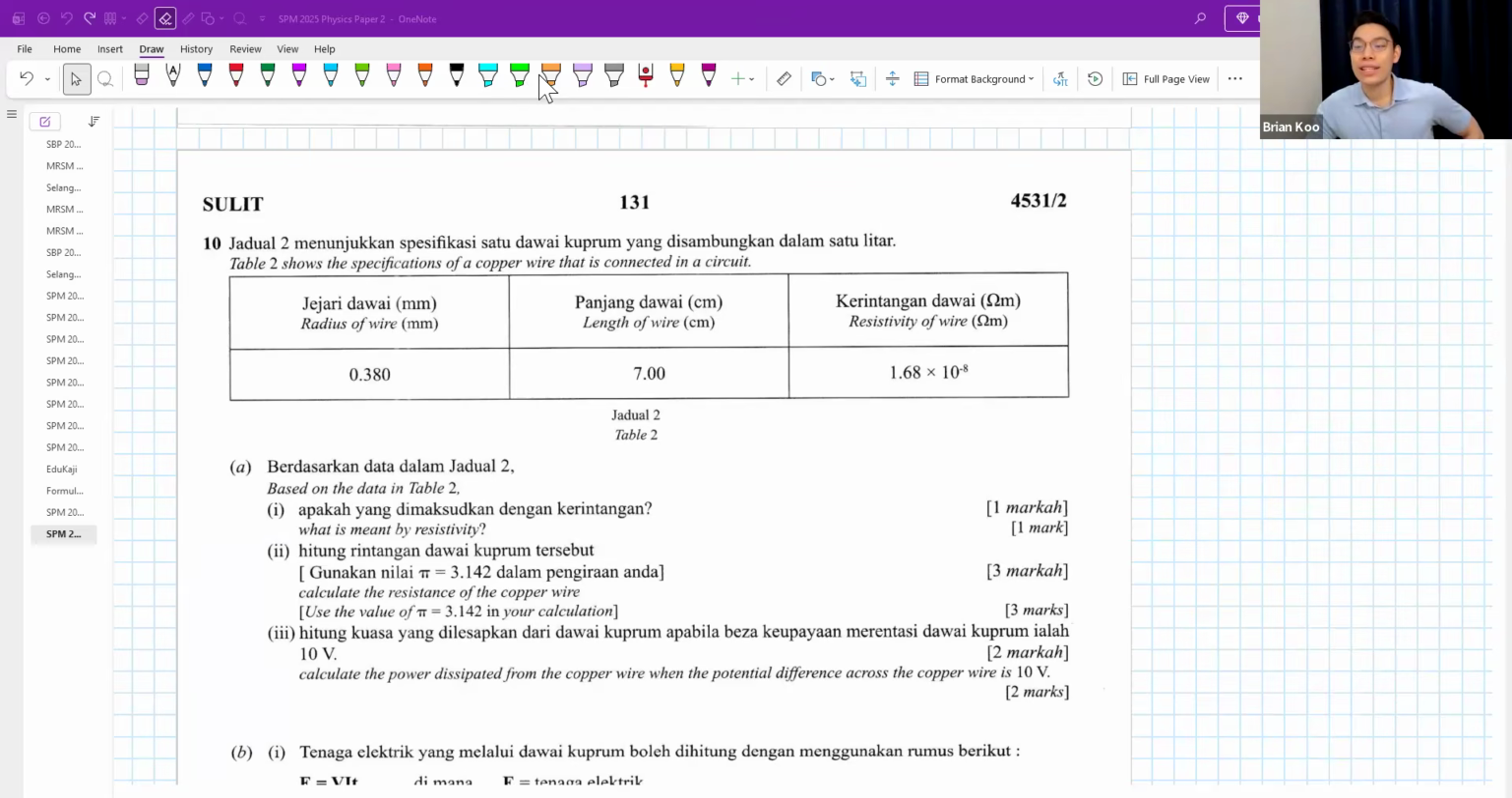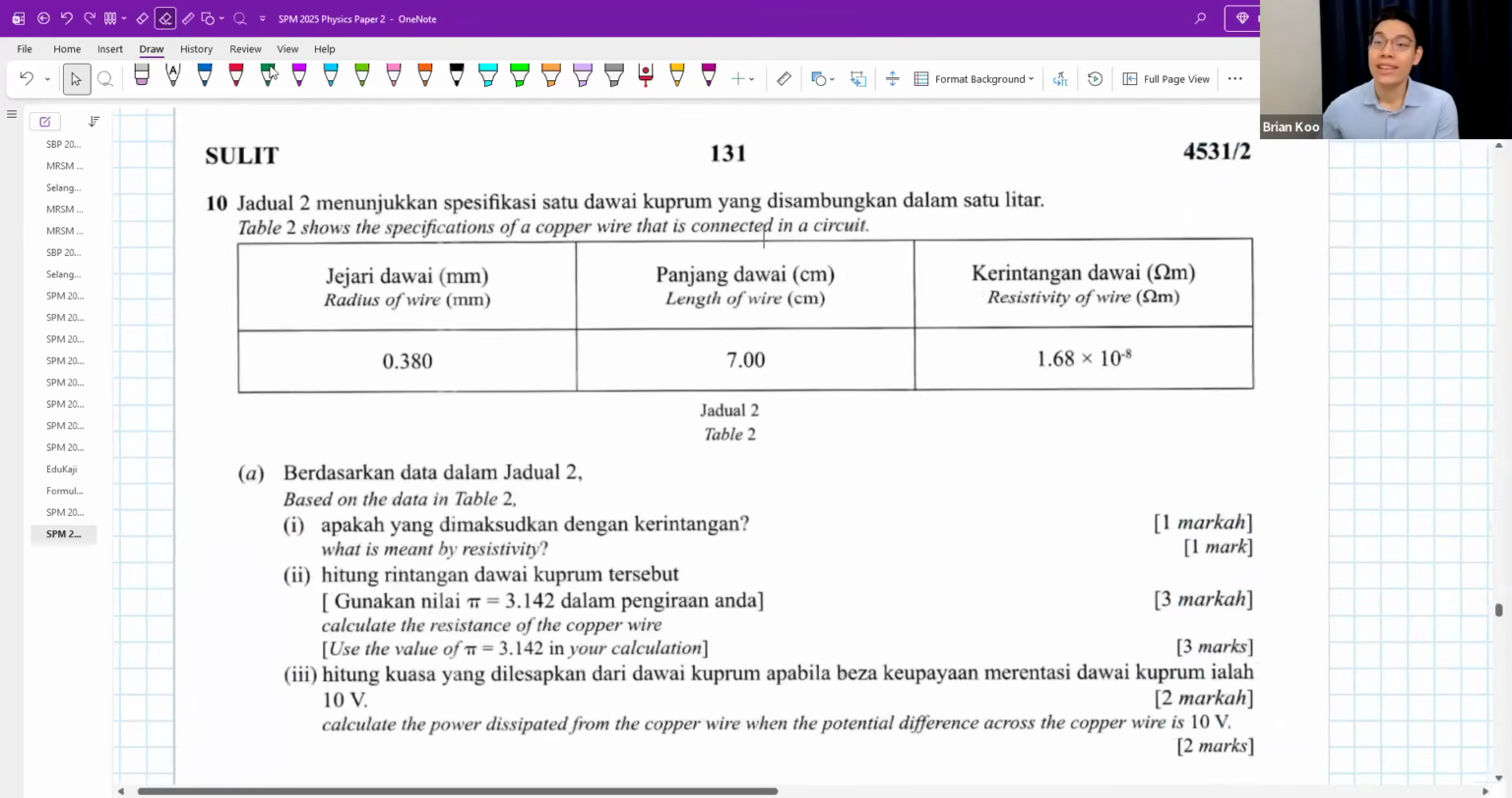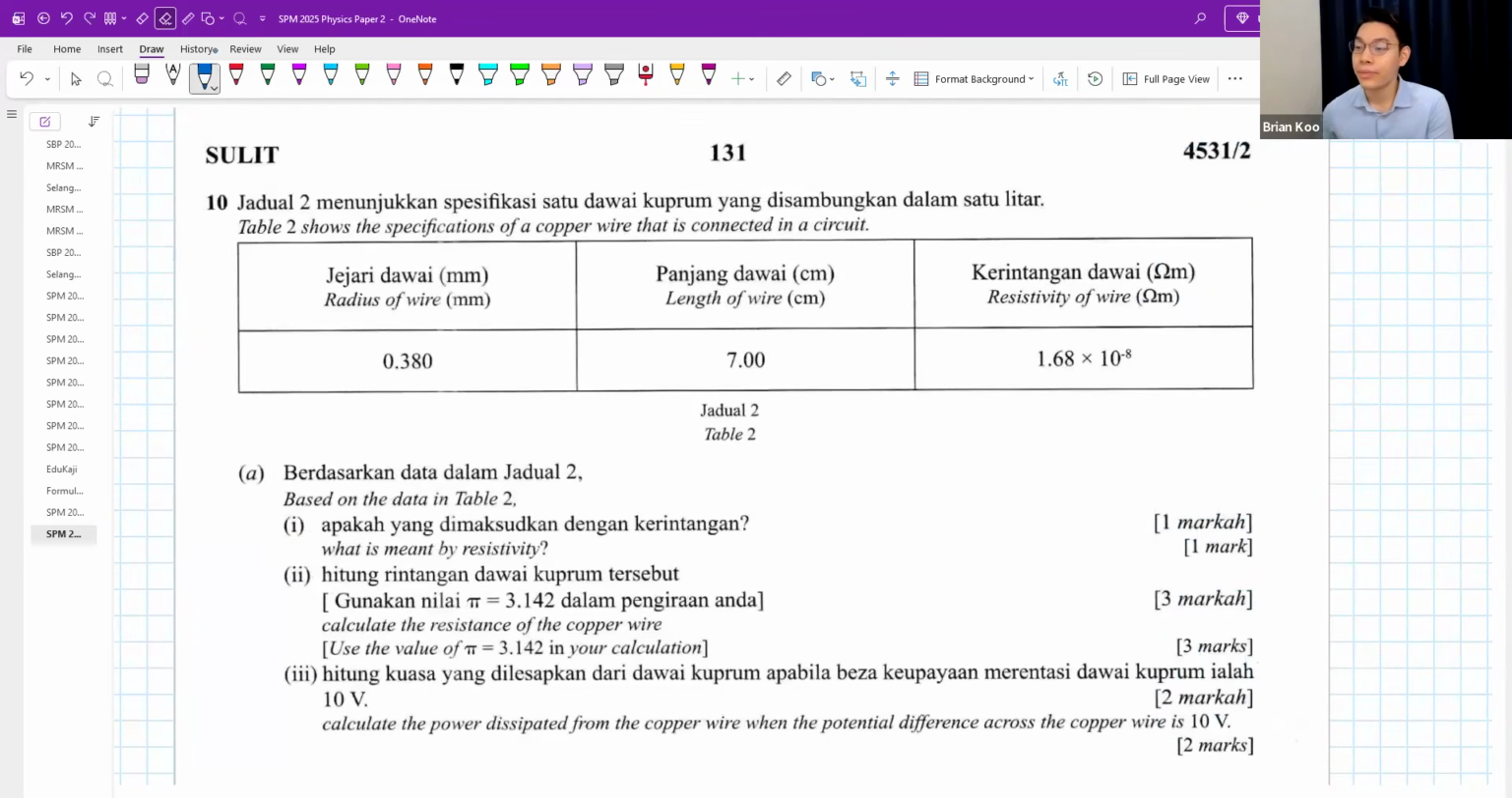Okay, you know this is done on purpose, if you ask me. Why? Because resistivity is a pretty uncommon definition that they last time never really asked. But this is the third consecutive year that they asked the meaning of resistivity in SPM in paper 2. It is quite a long one. Right at the side here.